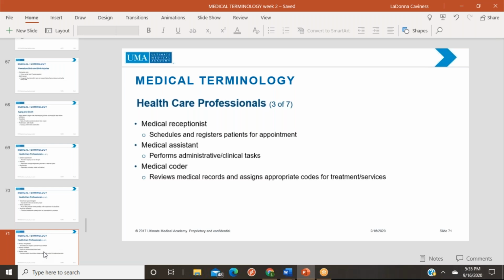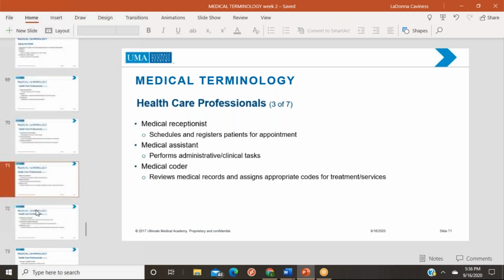A medical receptionist schedules and registers patients for appointments. A medical assistant performs medical or administrative clinical tasks. And a medical coder reviews medical records and assigns appropriate codes for treatments and services.